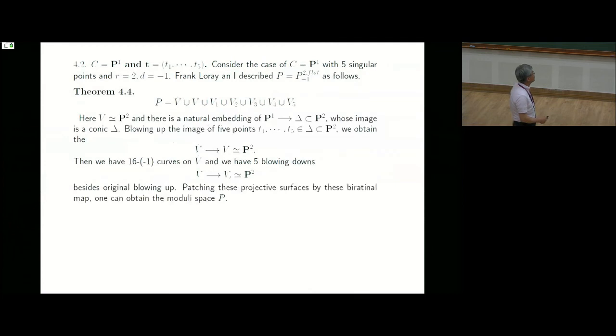In the further case, if C equals P1 and T is 5 points, then Frank Loray and I described P flat as follows. So P is a two-dimensional scheme, which has a 7 chart. And V is P2. And then there is a natural embedding of the P1 into the conics of the P2, a degree 2 curve here.